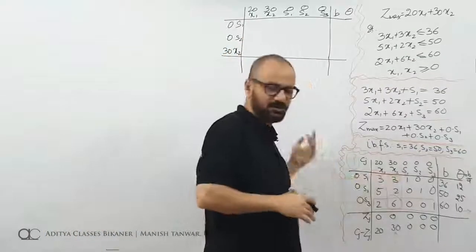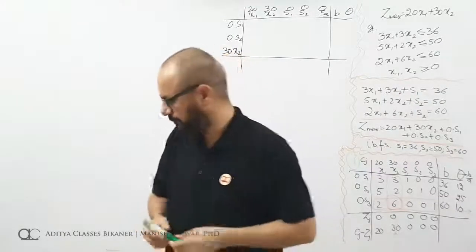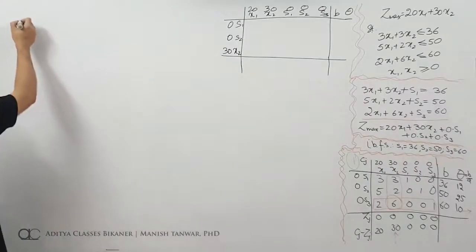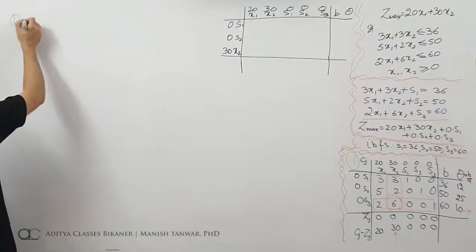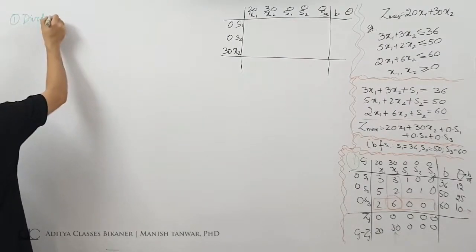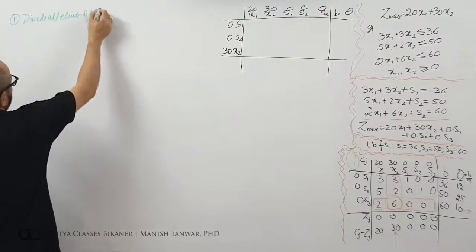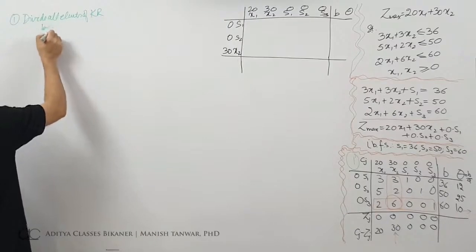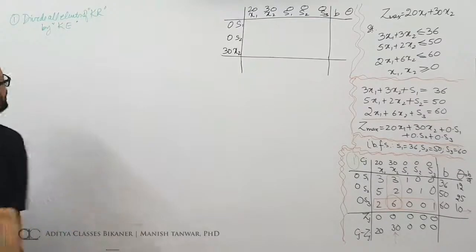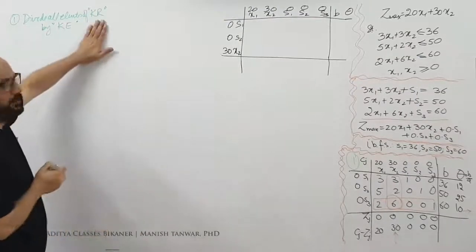Now, what about the values? Remember, we have two golden formulae. I'll write down those formulae over here so that we can reference them. First rule is: divide all elements of key row by key element. This is the rule applicable for key row.